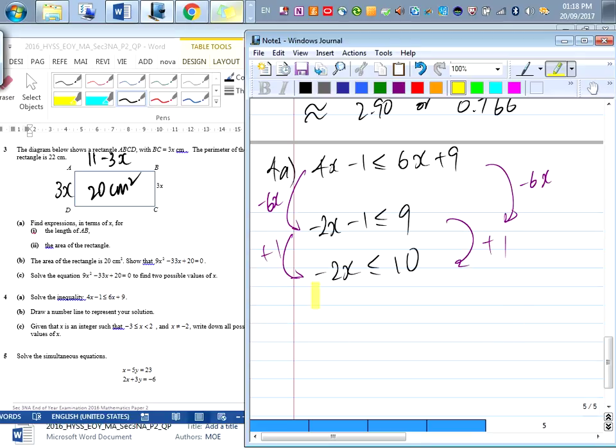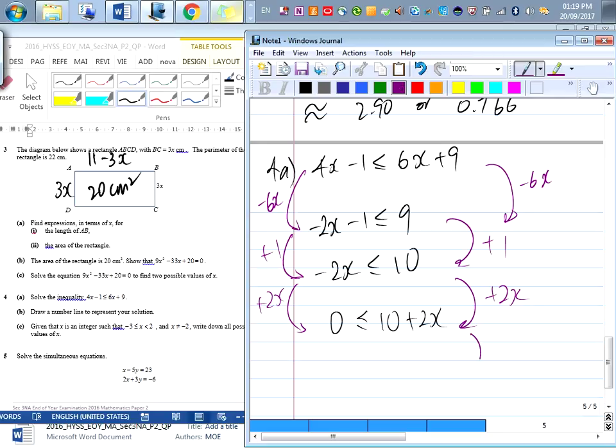Now I have negative 2x is smaller than or equal to 10, isn't it? I choose to add 2x on both sides. Plus 2x here, also plus 2x. What do I have on the left hand side now? I will have 0, right? Negative 2x plus 2x is 0. Smaller than or equal to 10 plus 2x. Am I flipping any sign? No, no flipping. I think that's very confusing.